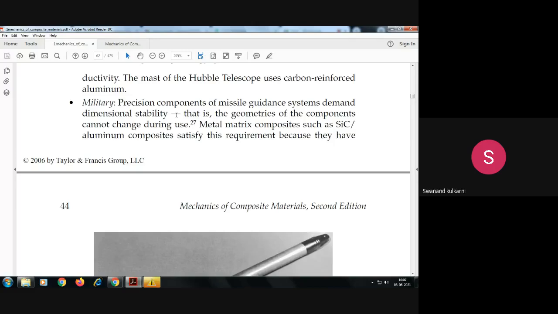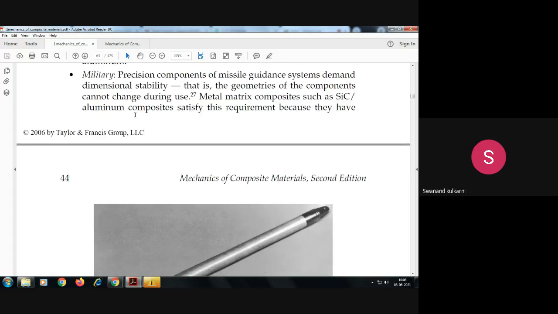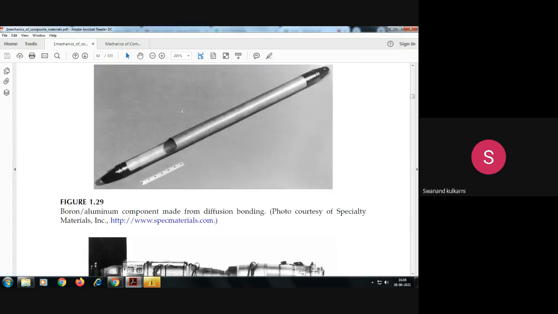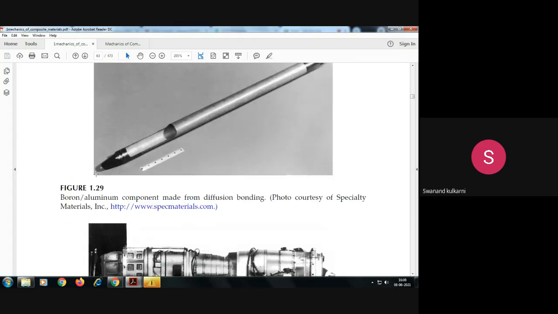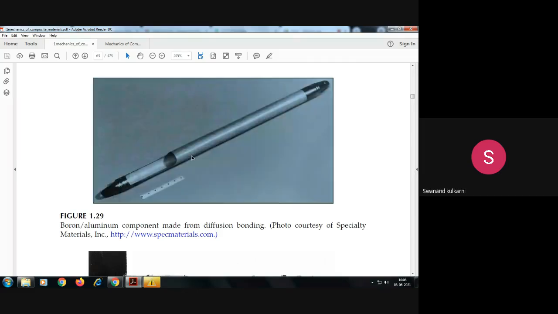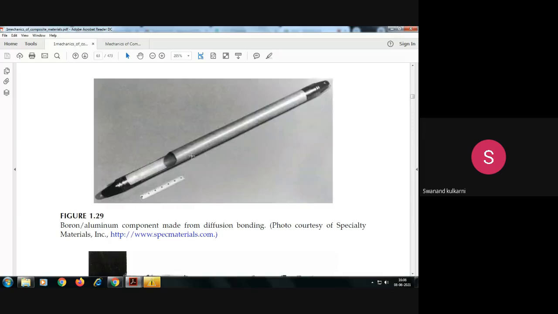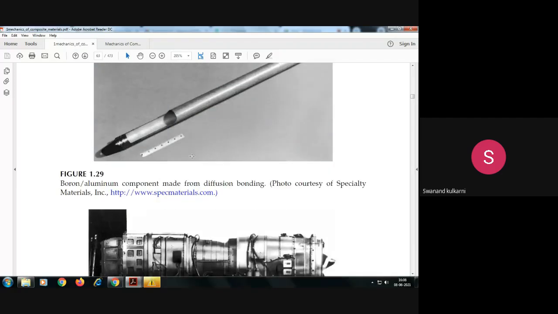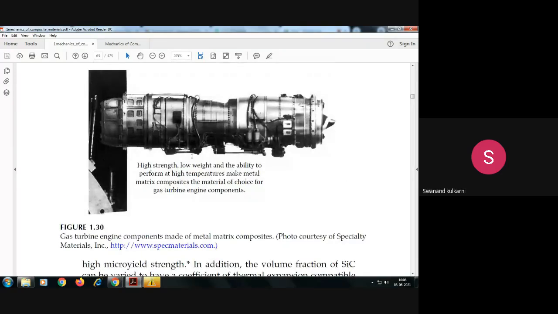Dimensions should not change with respect to temperature. So for that purpose, silicon carbide is added inside the aluminum composite, and that satisfies the requirement of dimensional stability. Here you can see one figure. In that figure, this is the boron aluminum component. We have seen the example in the space shuttle application, and you can observe how this particular application is present here.